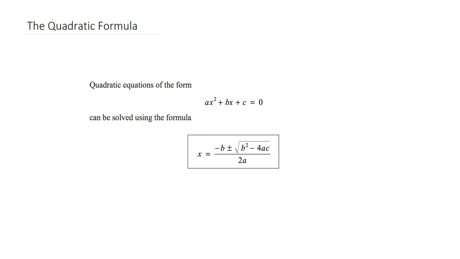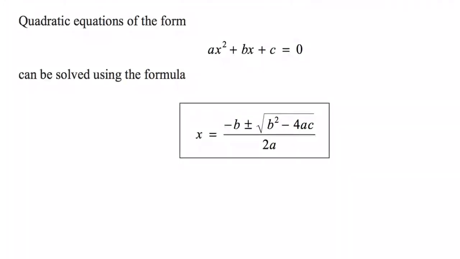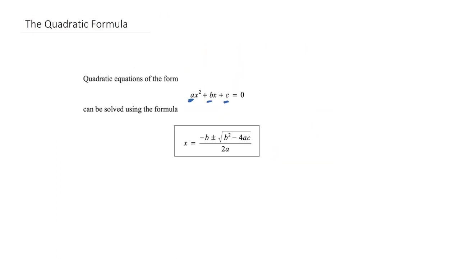So in this video, we're going to take a look at how to use the quadratic formula. You may know this already, but the quadratic formula is x equals minus b plus or minus the square root of b squared minus 4ac, over 2a. And there are lots of letters in there. There's a's, b's, and c's, and they refer to the coefficients in a quadratic equation.